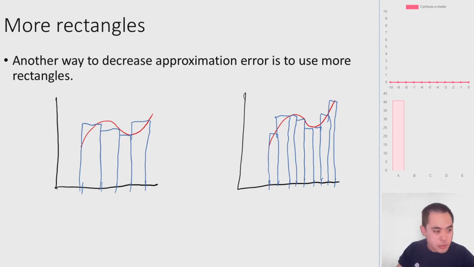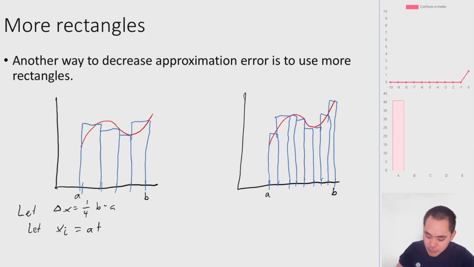Yeah, so let me write this out. In this case, we have let delta x be equal to 1/4 of b minus a, where this here is our a point and this is our b point. Say this is a and this is b. Well, what we can do is we can let each of our x_i's be equal to a plus i times delta x. So this here, a, is equal to x naught. This point here is x1, this is x2, this is x3, and this is equal to x4.